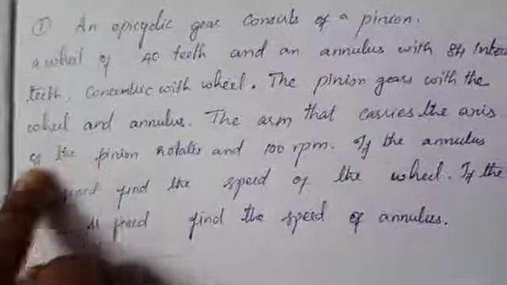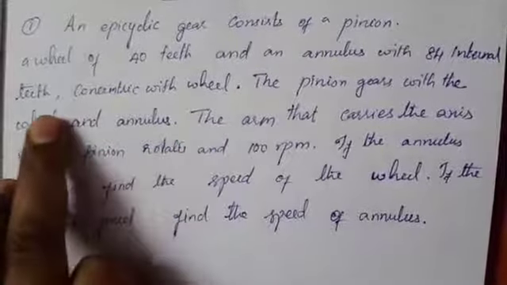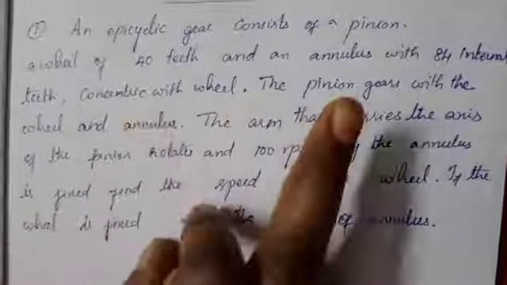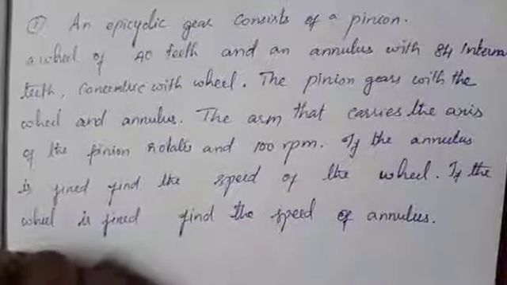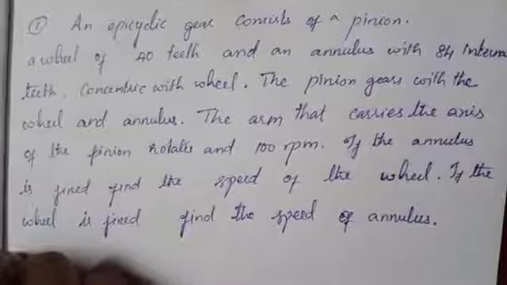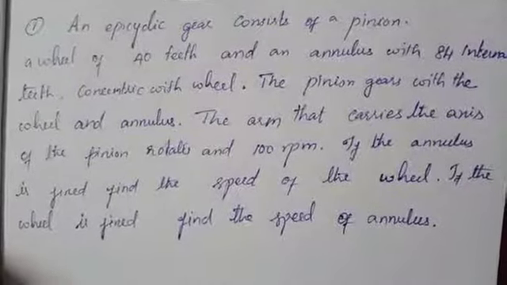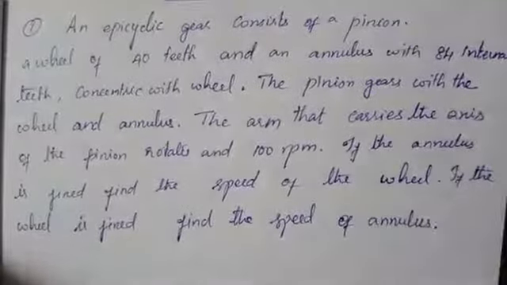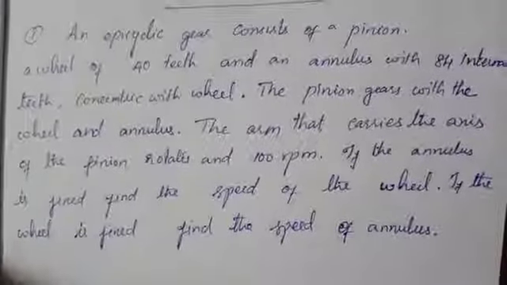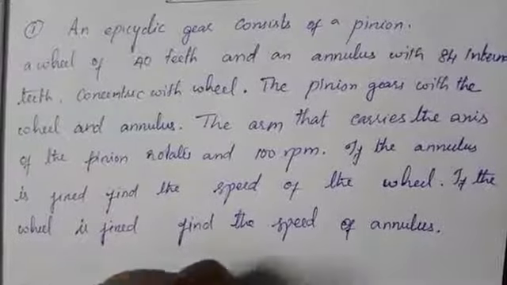Okay. So now this is the problem. First problem: an epicyclic gear consists of a pinion, a wheel of 40 teeth and an annulus with 84 internal teeth concentric with the wheel. The pinion gears with the wheel and annulus. The arm that carries the axis of the pinion rotates at 100 rpm. If the annulus is fixed, find the speed of the wheel. If the wheel is fixed, find the speed of annulus.